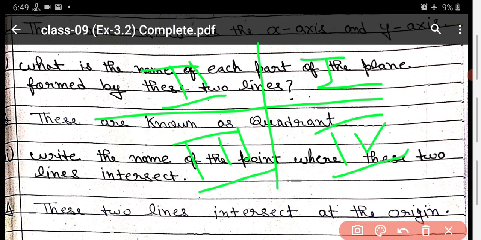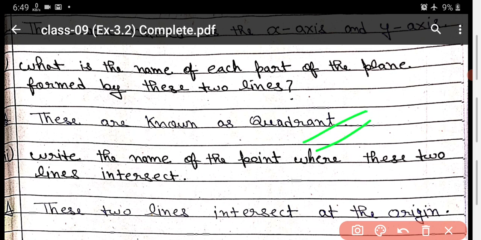What is the name of that part? When you divide the plane with the horizontal and the vertical line, they are known as what? Quadrants. Okay, now come to the next question.